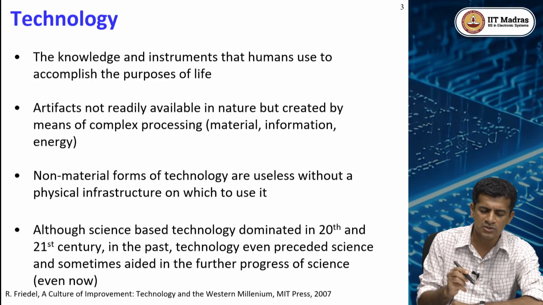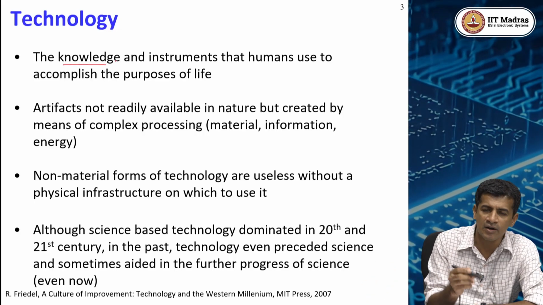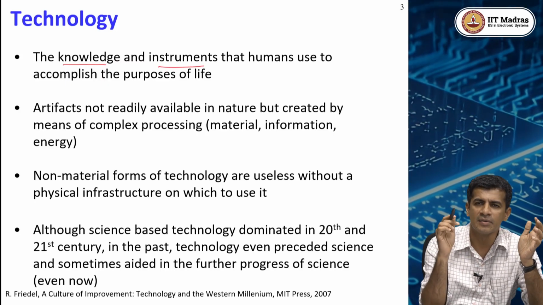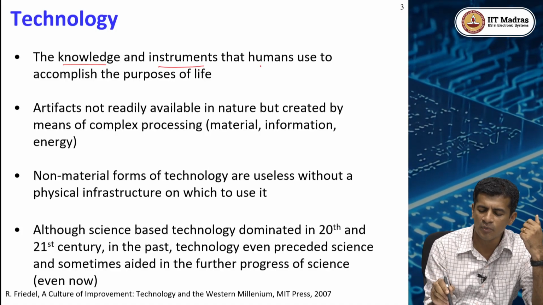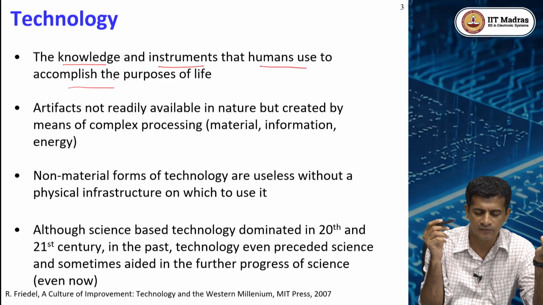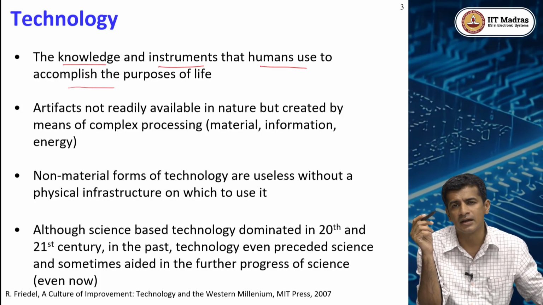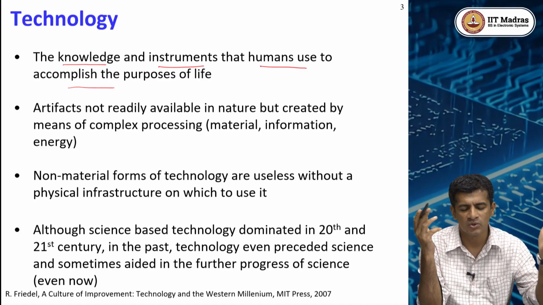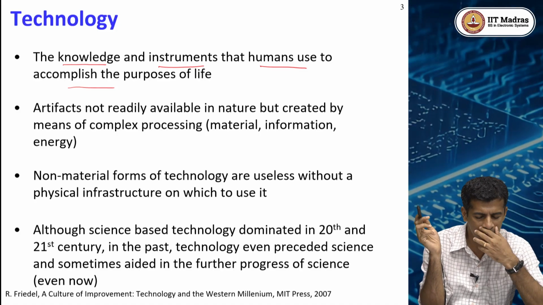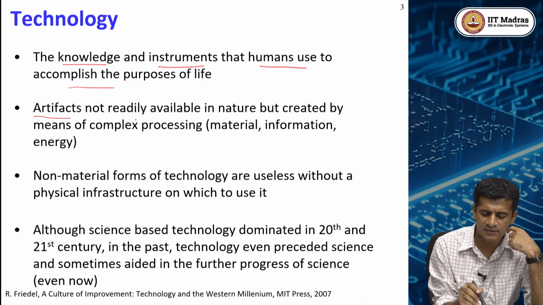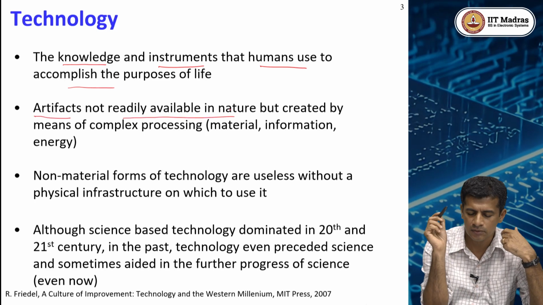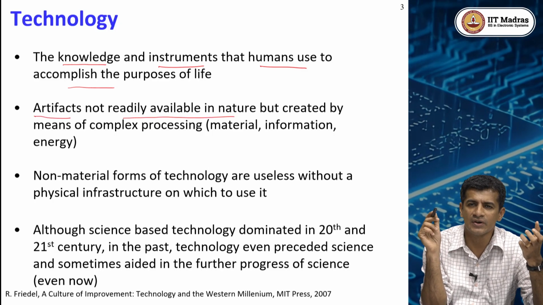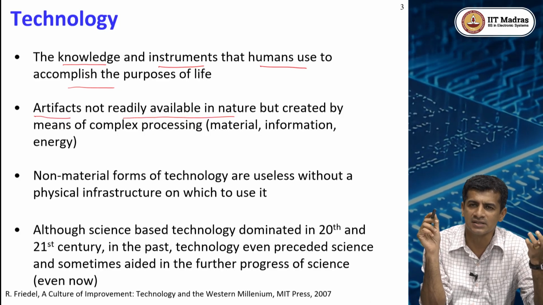Here our goal is to create and develop knowledge and instruments, based on that. With these instruments or gadgets, humans try to accomplish some purpose of life. It could be very ubiquitous like a smartphone or a television. Those are all products of technology. These are artifacts which are not readily available in nature. For example, we don't call sand a technology.